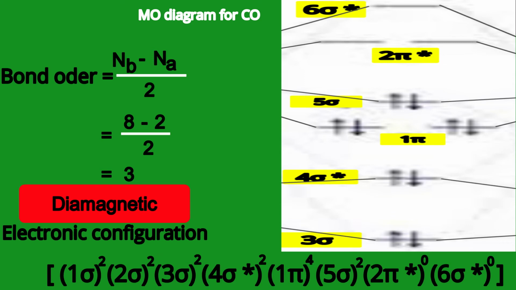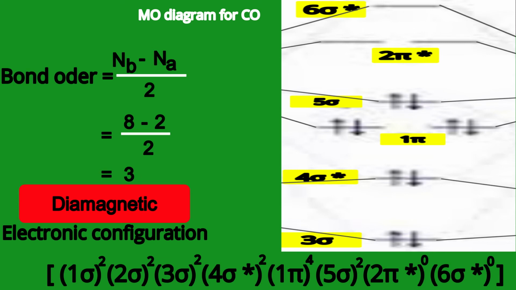So what is the ultimate answer? 8 minus 2 divided by 2. Answer is 3. So 3 bonds are present between carbon and oxygen. If 3 are there, then how many sigma bonds? 1 sigma bond. And it is mainly due to, as per this diagram I am seeing, electrons in 5 sigma orbital. And 2 bonds are pi bonds.